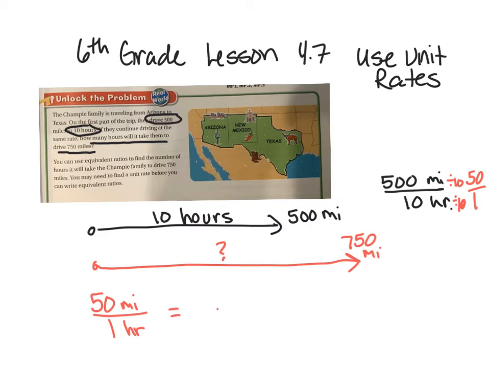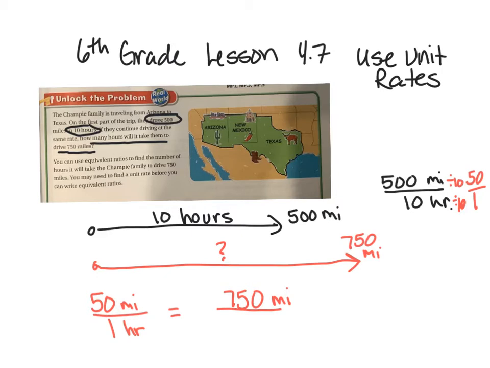Our question is, how long will it take them to travel 750 miles? Well, I know with equivalent fractions, if I multiply this by something to get that, as long as I multiply the denominator by that to get that, I will keep everything equivalent. So that's what I'm going to use. That's the skill I'm going to use.